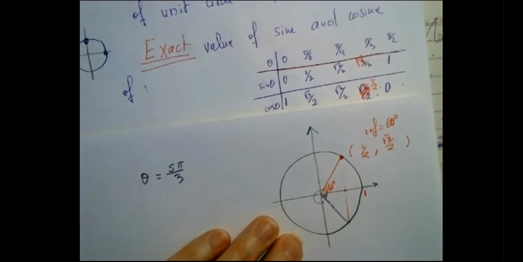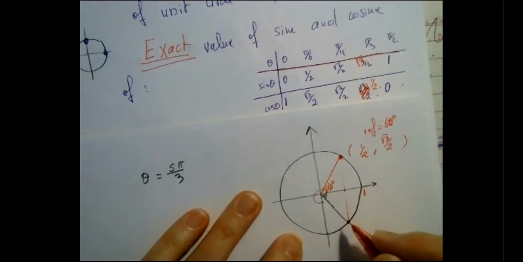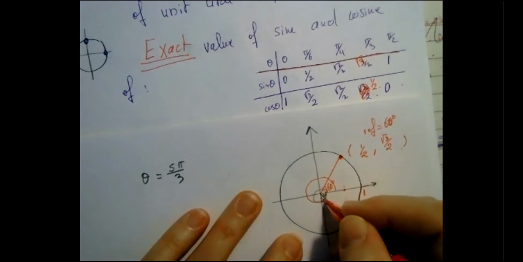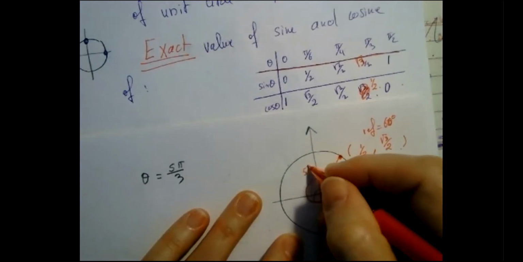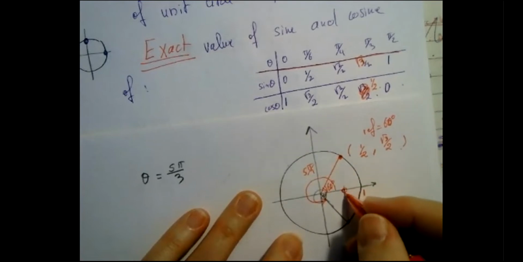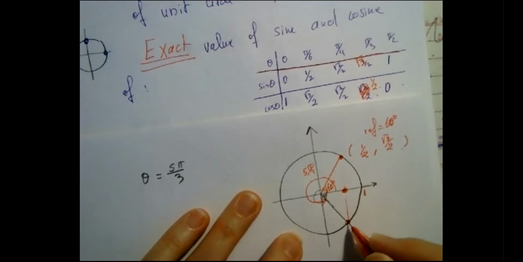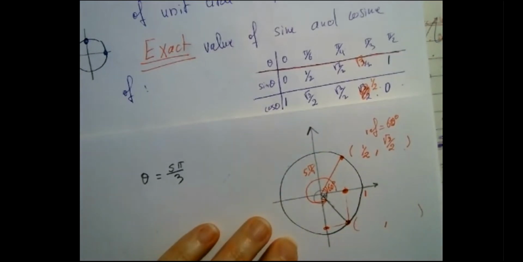Now why is this extremely helpful? Do I know what this is, my angle? That's the 5 pi over 3. Its cosine is the x coordinate of this point. Its sine is the y coordinate of this point. So, are you with us?